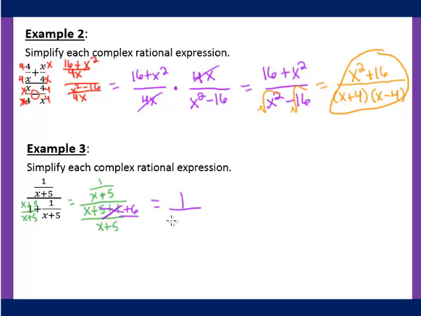Now let's divide. So we flip the bottom fraction and get x plus 5 on top, x plus 6 on bottom, and see what cancels out: the x plus 5s, leaving us with 1 on top and x plus 6 on bottom.